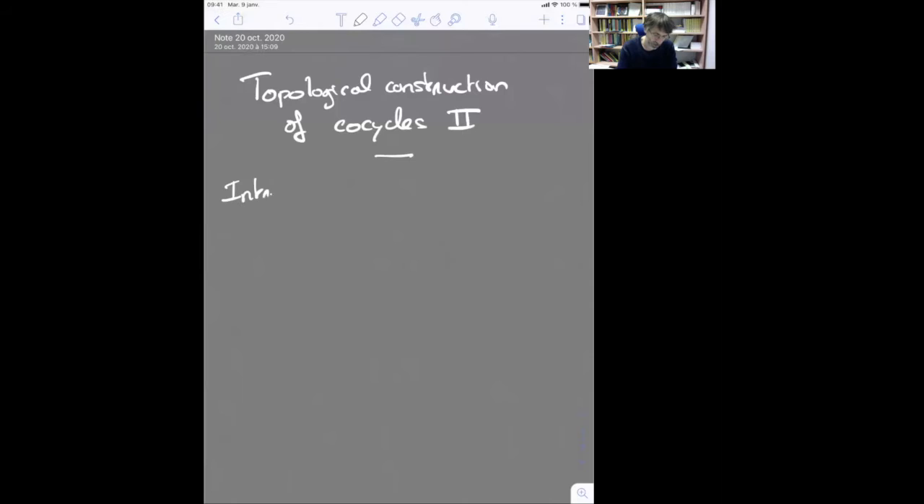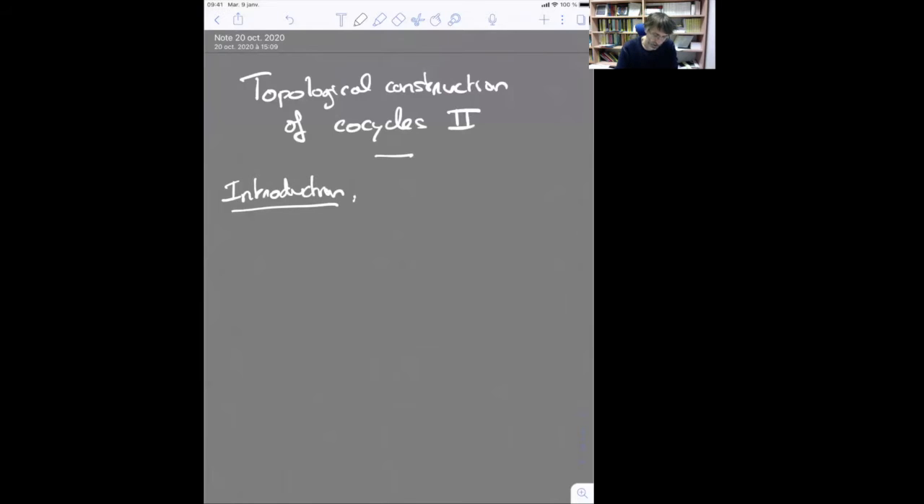So today I will talk about the topological construction of cocycles, the second part. So recall that, let me briefly introduce what I will say today.